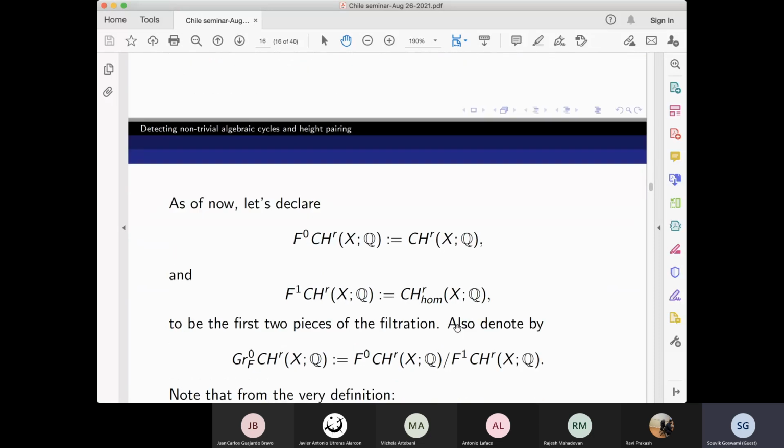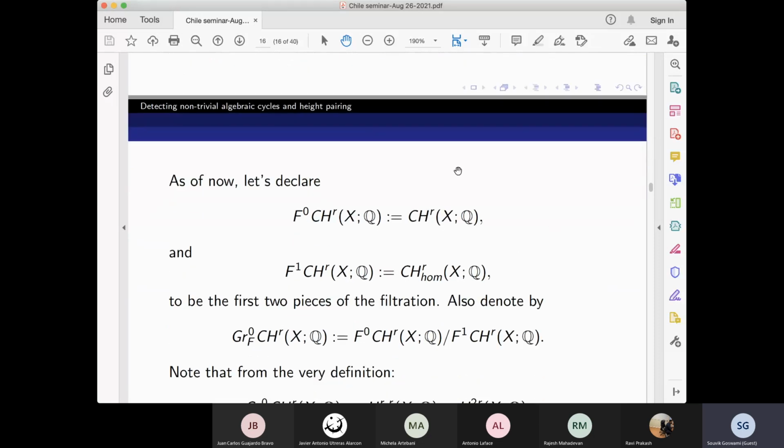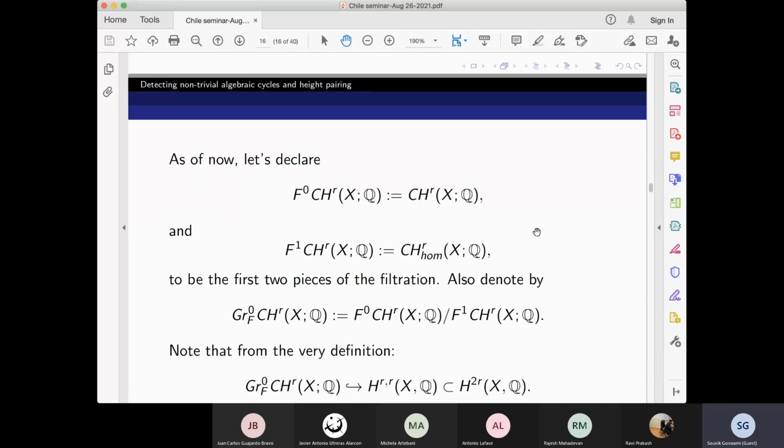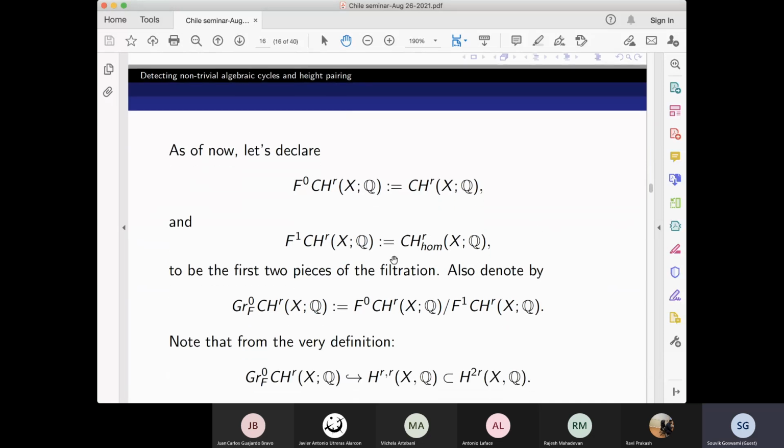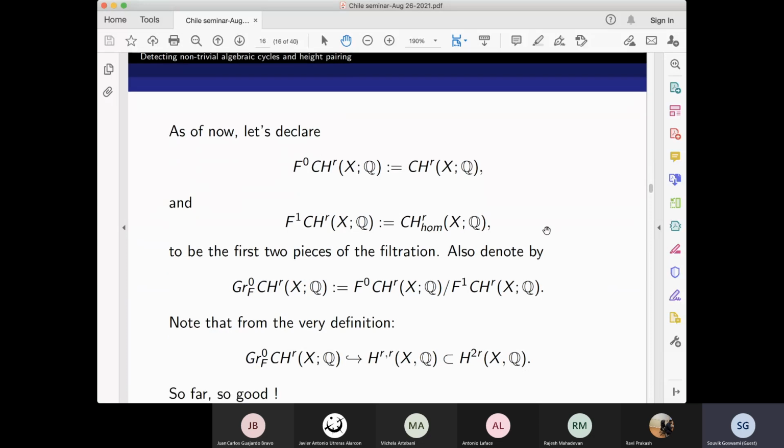So let's make some decent attempts. Let's declare the first candidate for the filtration, the stupidest candidate: F0 to be the Chow group itself. Then for the first non-trivial piece of the filtration, one has this candidate, the Chow group of cycles homologous to 0. Let's just declare these are the two pieces of the proposed filtration.